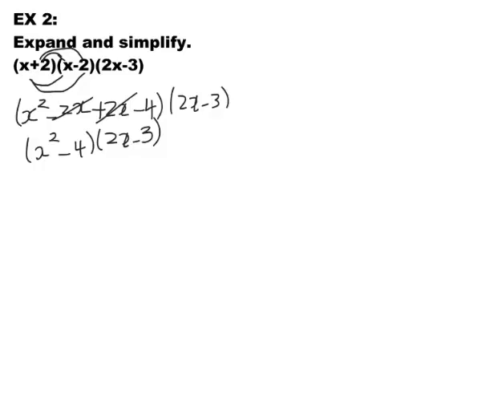We do exactly the same thing. We are going to multiply every term by the terms inside the second bracket, so we get 2x cubed minus 3x squared minus 8x plus 12. And if you look at every term here, there are no like terms, so the final answer is 2x cubed minus 3x squared minus 8x plus 12.